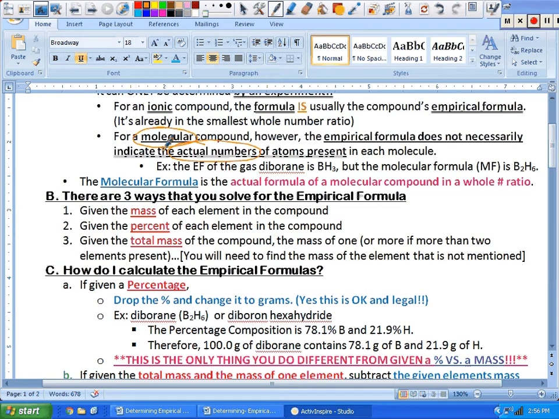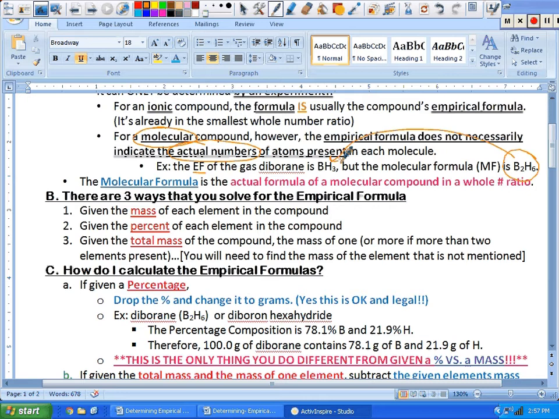For example, now what does EF stand for again? The empirical formula of the gas diborane is BH3. Now my first question, can BH3 be reduced any further? No, that's the empirical. However, the actual, real, calculatable molecular formula is B2H6. But let me ask you something. Can I turn this into that? How? Reduce it, divide it by 2. So those are the differences.